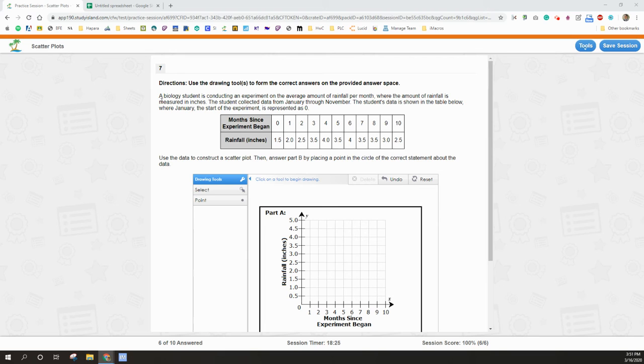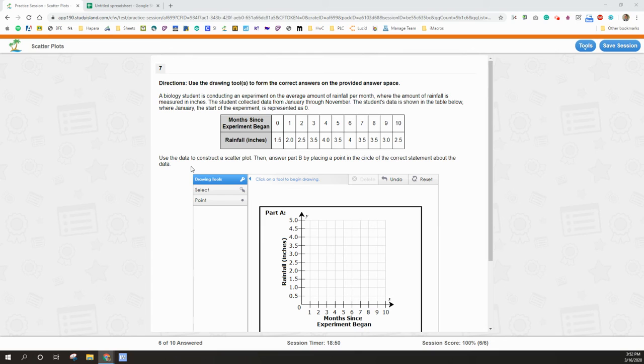All right, next one. A biology student is conducting an experiment on the average amount of rainfall per month, where the amount of rainfall is measured in inches. The student collected data from January through November. The student's data is shown in the table below, where January, the start of the experiment, is represented as 0. Use the data to construct a scatter plot, then answer part B by placing a point in the circle of the correct statement about the data.